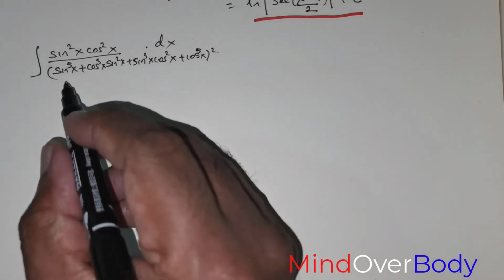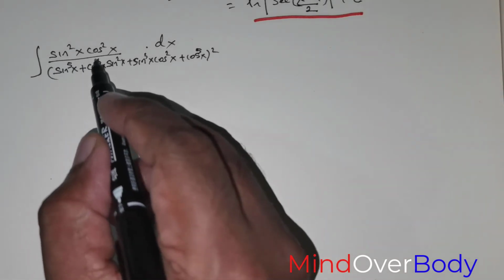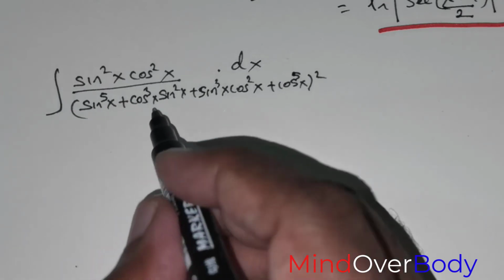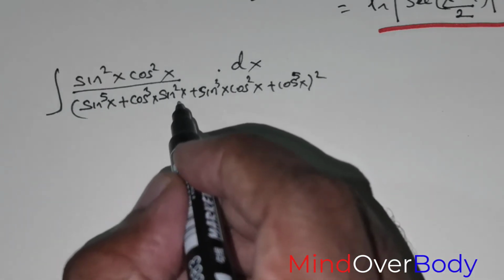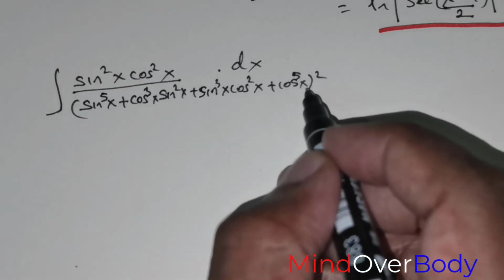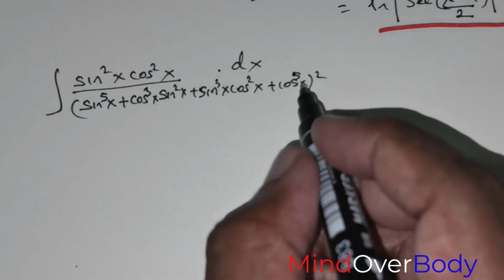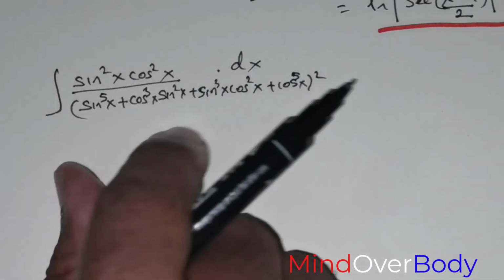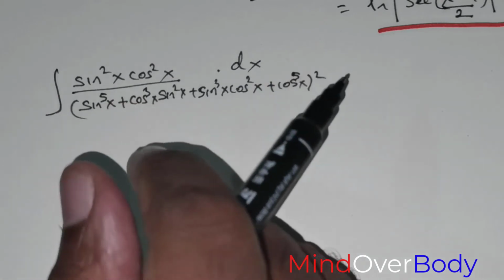Students were given this question: integral of sine squared x cos squared x over sine raised to the power of 5x positive cos raised to the power of 3x times sine squared x positive sine cubed x times cos squared x positive cos raised to the power of 5x, and this entire component is raised to the power of 2. Now you can see that this entire question is a bit huge.